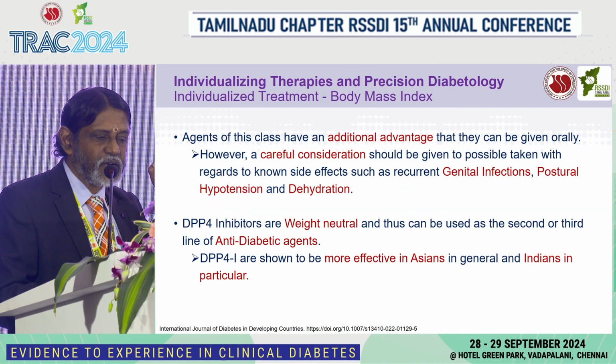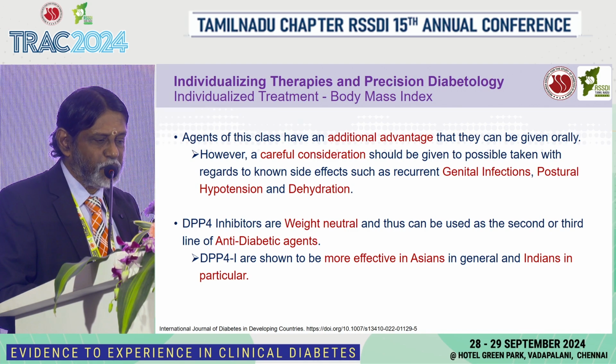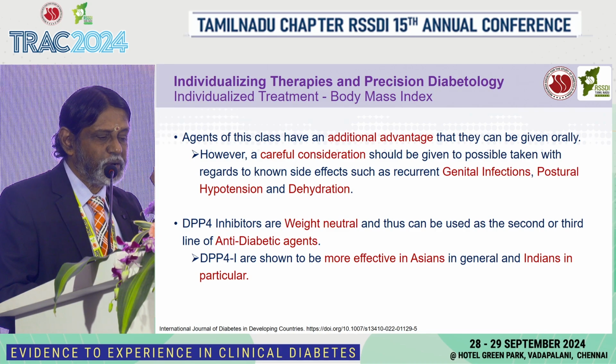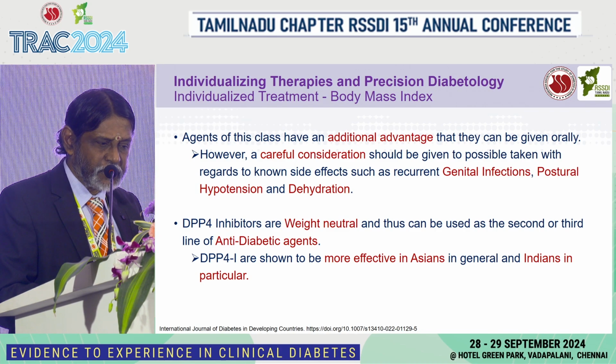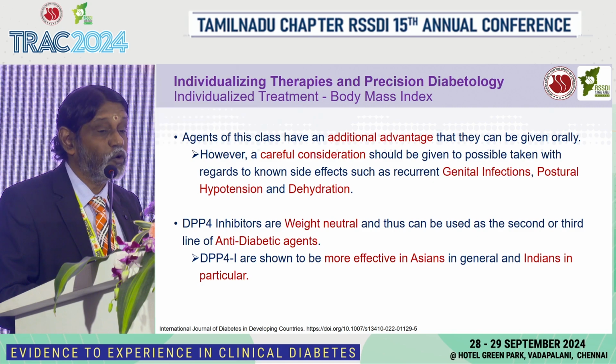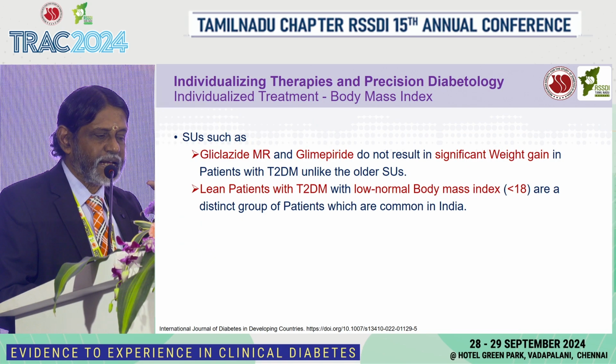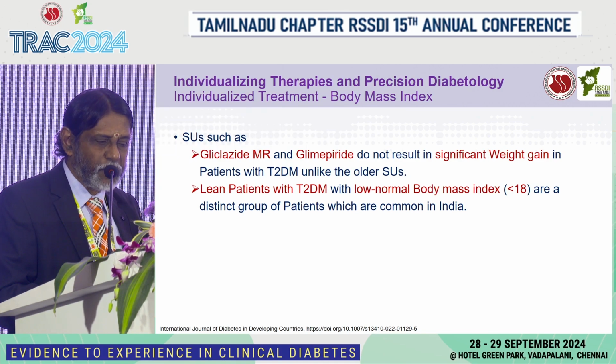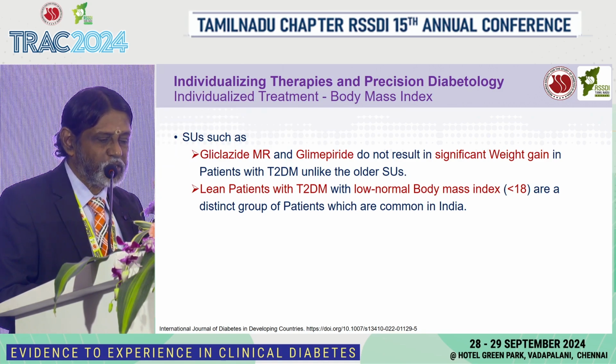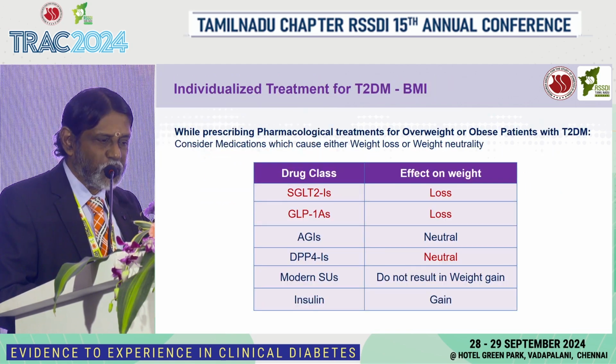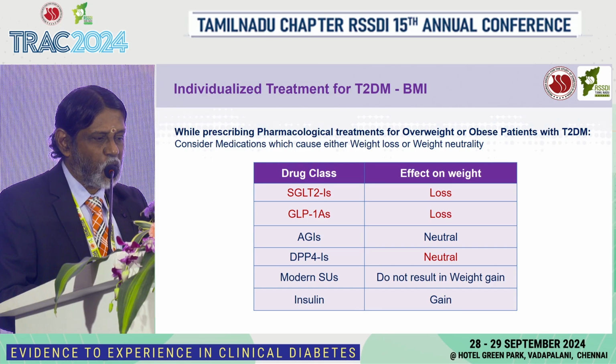Next, careful consideration should be given, especially if you want to prescribe SGLT2 inhibitors or GLP-1 receptor analogs. DPP-4 inhibitors are shown to be more effective in Asian patients in general, especially in Indians. Sulfonylureas like gliclazide and glimepiride do not result in significant weight gain. Lean patients with type 2 diabetes and low BMI are a distinct group of patients which is common in India. So for individualized treatment of type 2 diabetes by BMI, we have the drug class and the effect on weight.